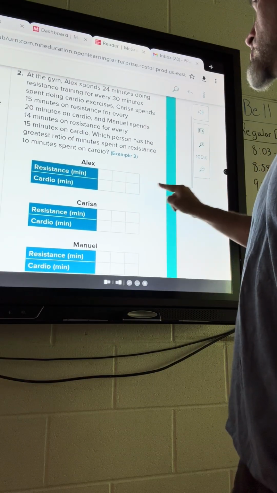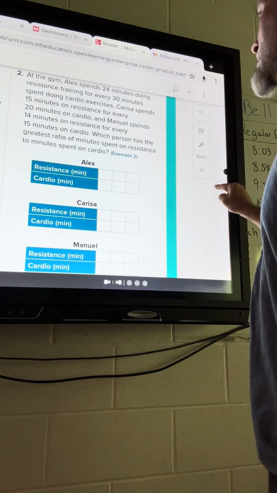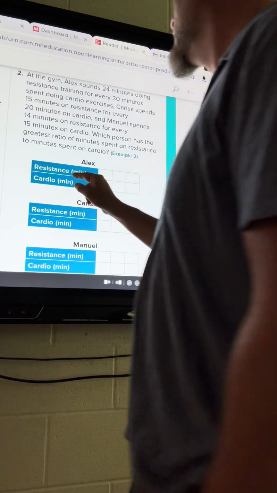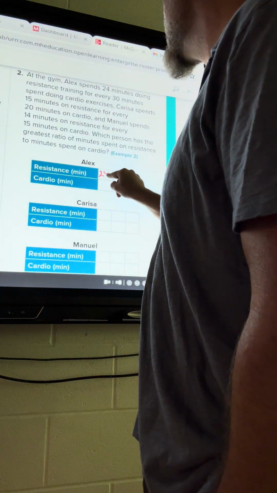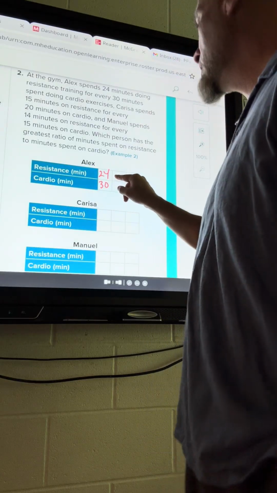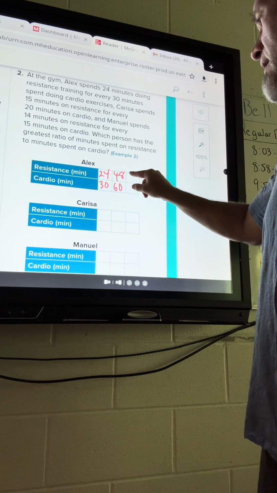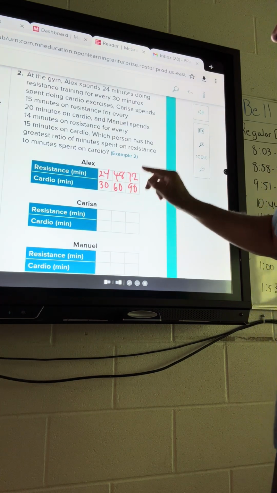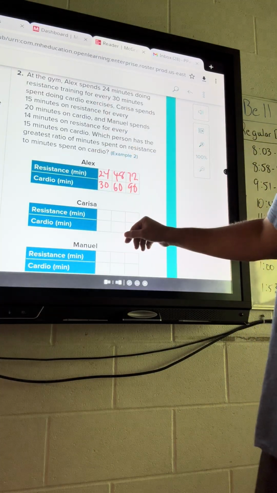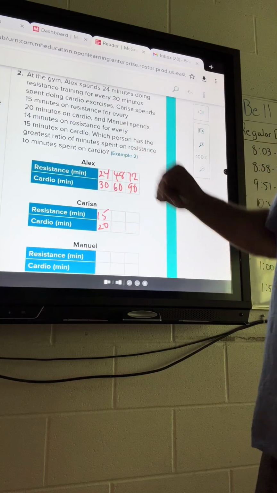So for example, at the gym, Alex spends 24 minutes doing resistance training for every 30 minutes of cardio exercises. So we can fill that in for Alex. He's doing 24 minutes of resistance, 30 cardio. We're just gonna double that up to 48 and 60, and then 72 and 90.